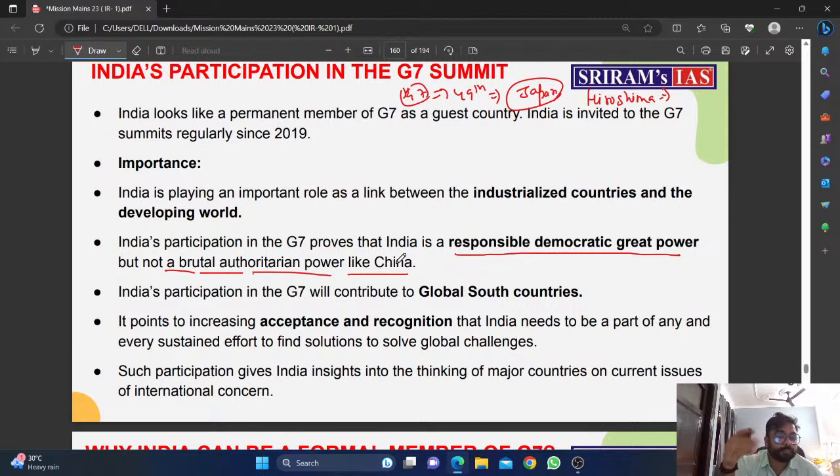Then India's participation in G7 will contribute to the global South countries. It will help all the developing nations, which are represented under one common head, the global South.